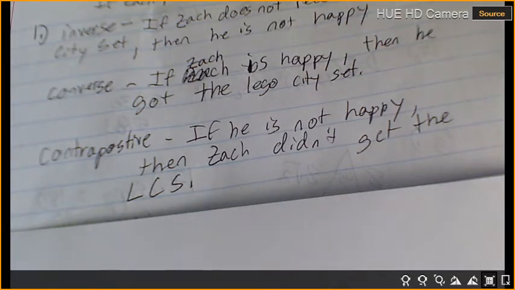Okay, any questions about number 1? We've got the inverse, converse, and contrapositive.